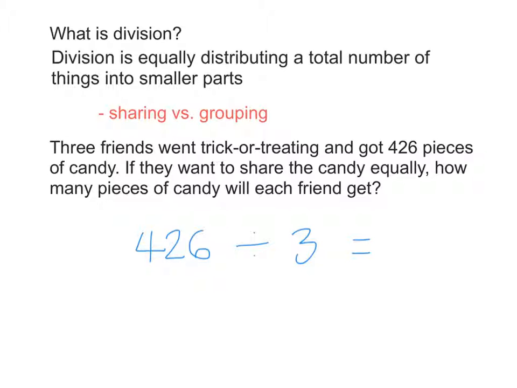Okay. Now my question to you is this. Is this a sharing division problem or a grouping division problem? Are we talking about sharing things equally amongst groups, or are we talking about how many groups of something we can make? Zara? How do you know that it's a sharing problem? Because there's 3 friends and they want to share the candy equally. It says in the problem right there, they want to share the 426 pieces of candy equally. So we would solve this problem, you're right, this is a sharing division problem, okay? So we would solve this problem by doing 426 divided by 3.